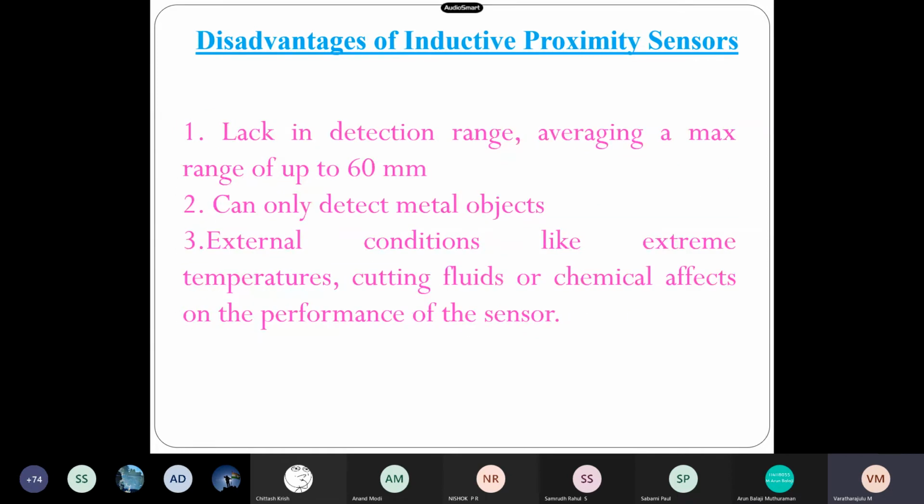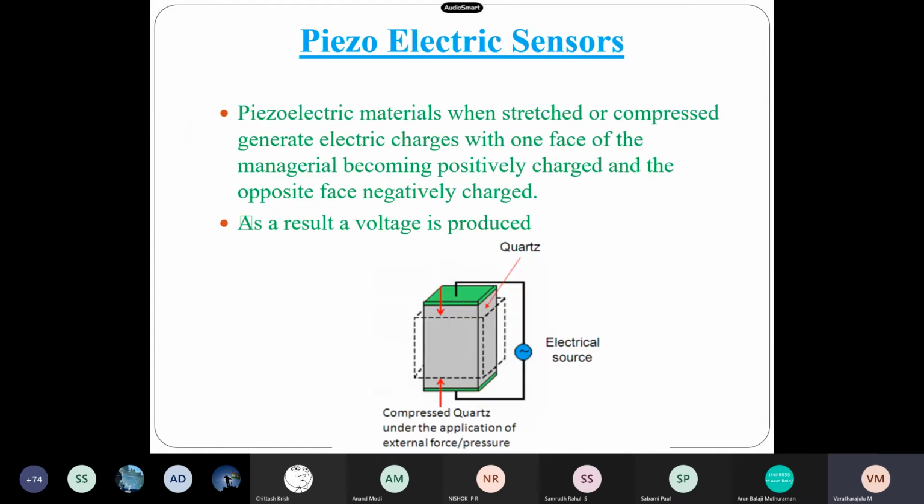Similarly, it has disadvantages: the limited induction range, averaging a maximum range of 10 to 60 mm. That might be a very big disadvantage, and it can only detect metal objects. That was the restriction. And external conditions, like extreme temperatures and cutting fluid or chemical effects, affect the performance of the sensors. Therefore, we need to be very conscious of these points.